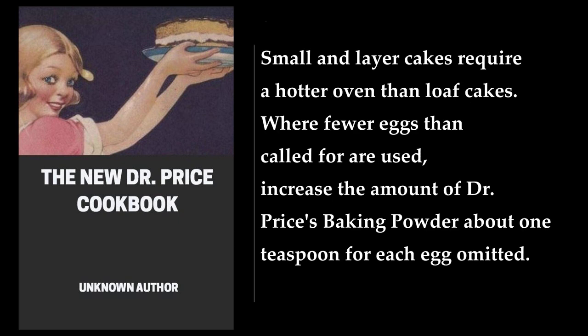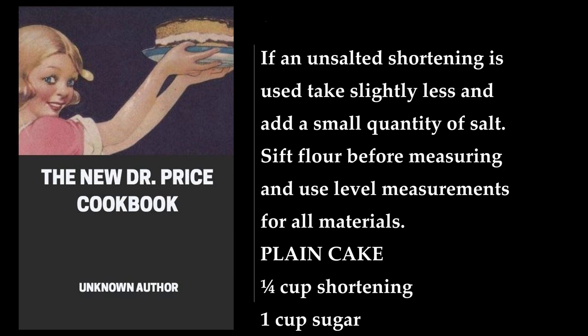Small and layer cakes require a hotter oven than loaf cakes. Where fewer eggs than called for are used, increase the amount of Price's baking powder about 1 teaspoon for each egg omitted. If an unsalted shortening is used, take slightly less and add a small quantity of salt. Sift flour before measuring and use level measurements for all materials.